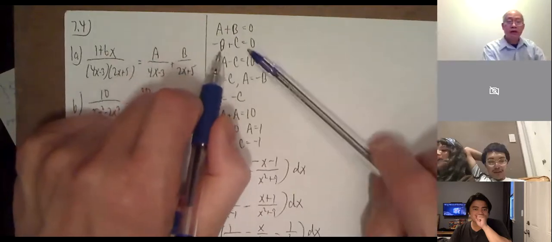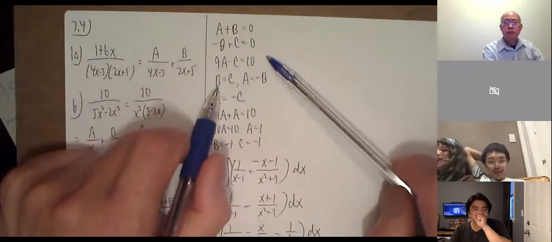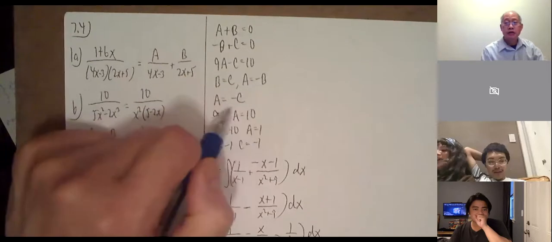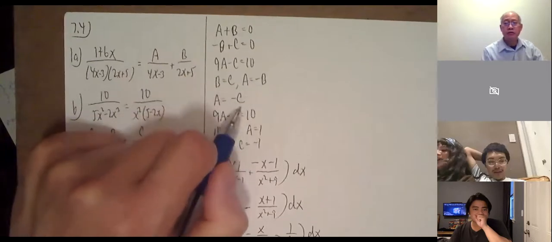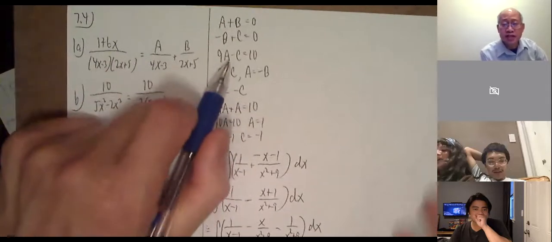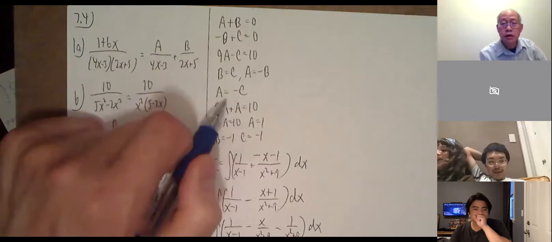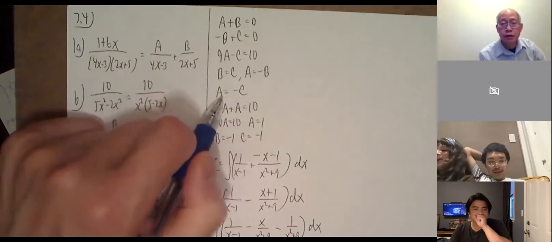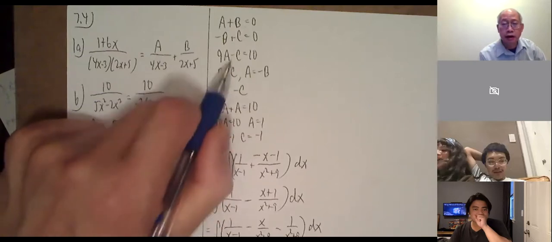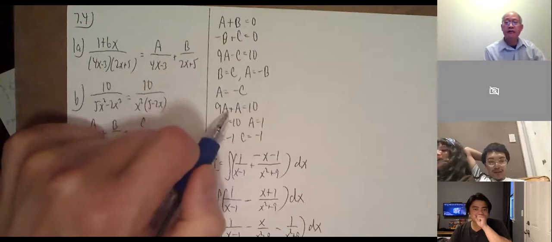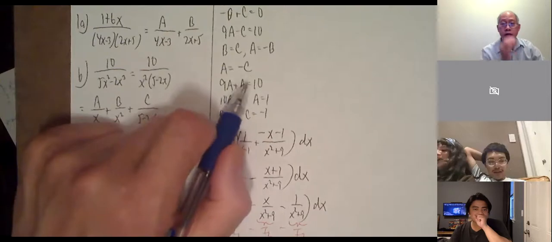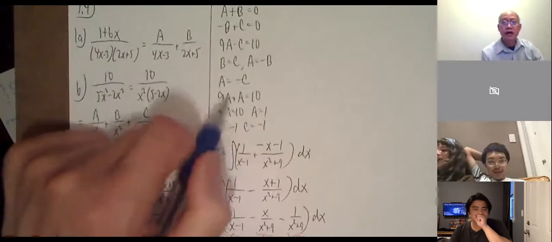Okay, so one more time. If I move b over, b and c are equal. And if I subtract b, a is equal to negative b, which also means a is equal to negative c, since b and c are equal. So that means right here, see this negative c? I can change it to a. 9a minus c is 9a plus a, 10a. So 10a equals 10. A is equal to 1, which means c is negative 1, and b is also negative 1.